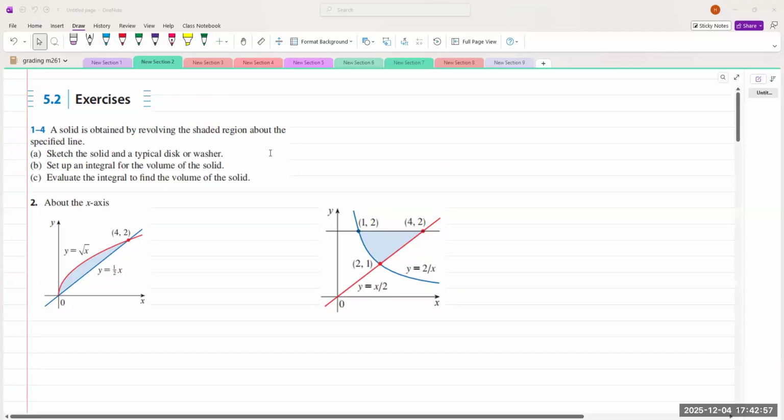Here we have a solid obtained by revolving the shaded region about the specified line, about the x-axis. We already have the graph, which is one of the big issues later on. What if we don't have the graph? Now if we have the graph, then what do we do? So let's see. We have that function. Hold on, I need to fix something. Give me a second.